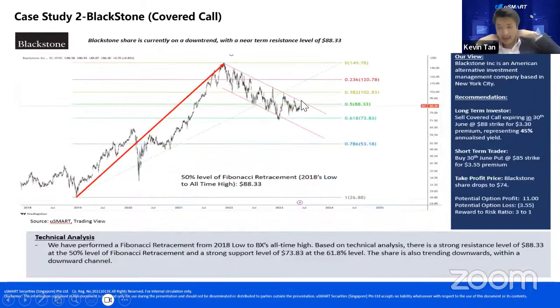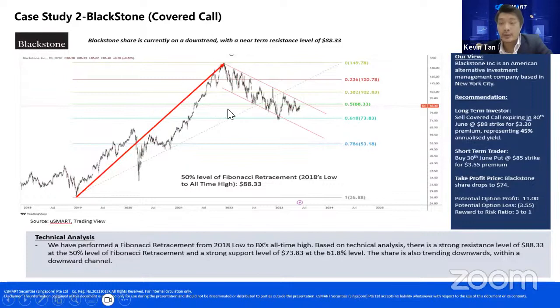The second example that we have was this asset management company, Blackstone, with quite a big part of their assets in real estate funds. What we saw was Blackstone had been trading on an uptrend for a long period of time. But come 2022, Blackstone shares are trending downwards. And at the time we saw the trade setup, Blackstone was trading at $86.40 and having difficulty rising above the $88 price level.